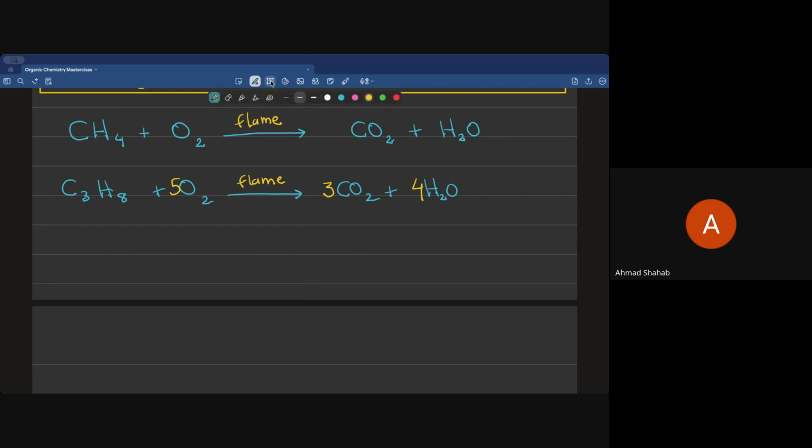Let me do another example with you. For example, I say C6H14, this is hexane, and I say it reacts with oxygen. I provide a flame, and what happens is it forms carbon dioxide and it forms water.